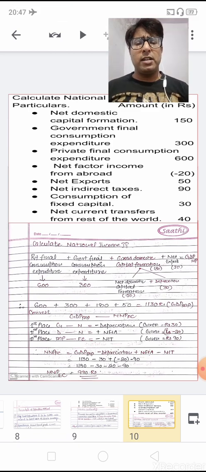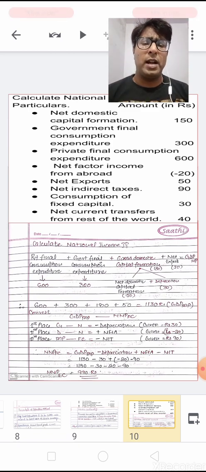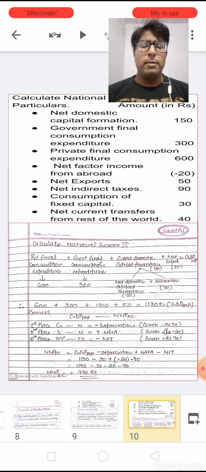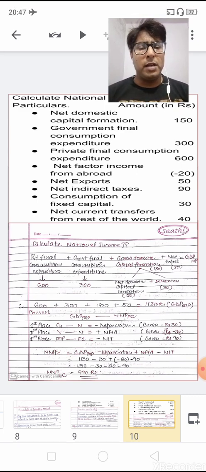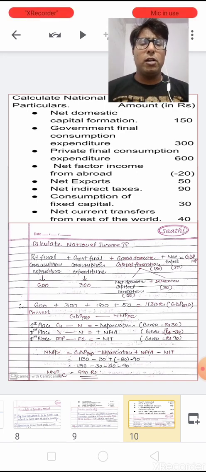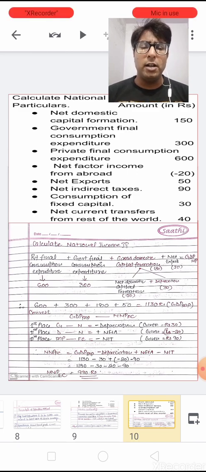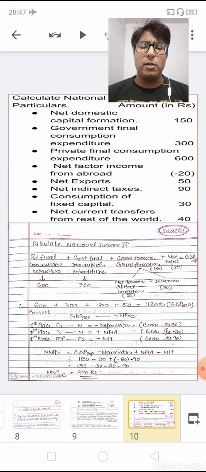So again we are going to start with the same concept. We have to start with first the private final consumption expenditure plus government final consumption expenditure plus gross domestic capital formation plus net export. When we add all these four components, we will get the value of GDP MP. So here in this question, children, private final consumption expenditure is 600, whereas government final consumption expenditure is 300, but the value of gross domestic capital formation is not given directly, but net domestic capital formation is given.